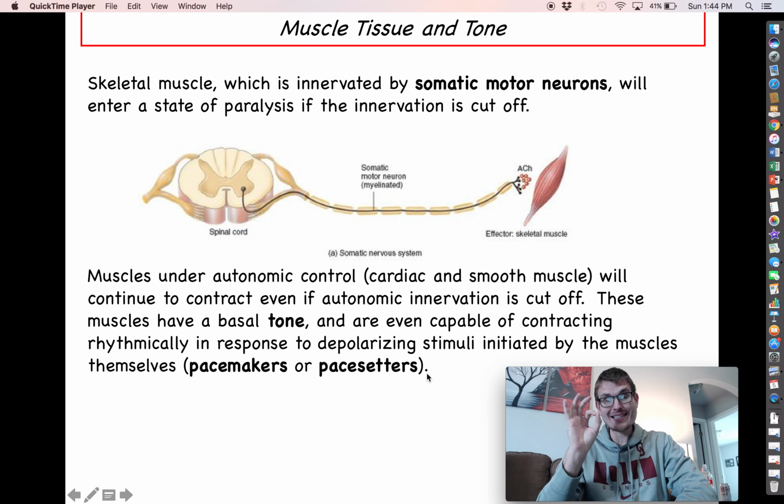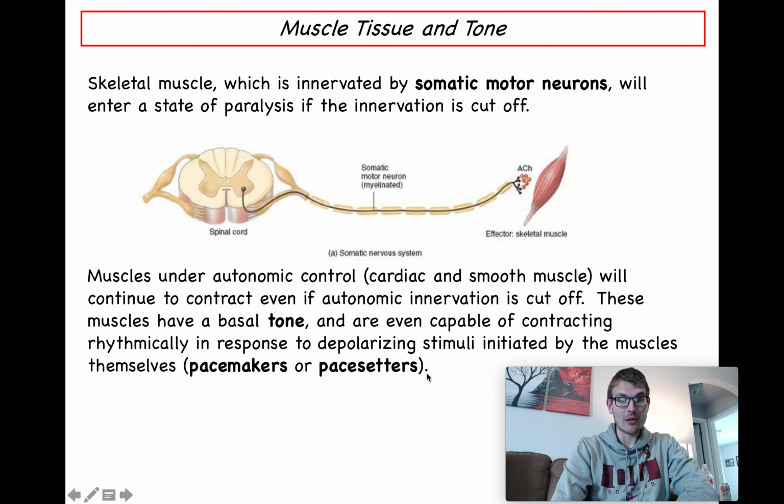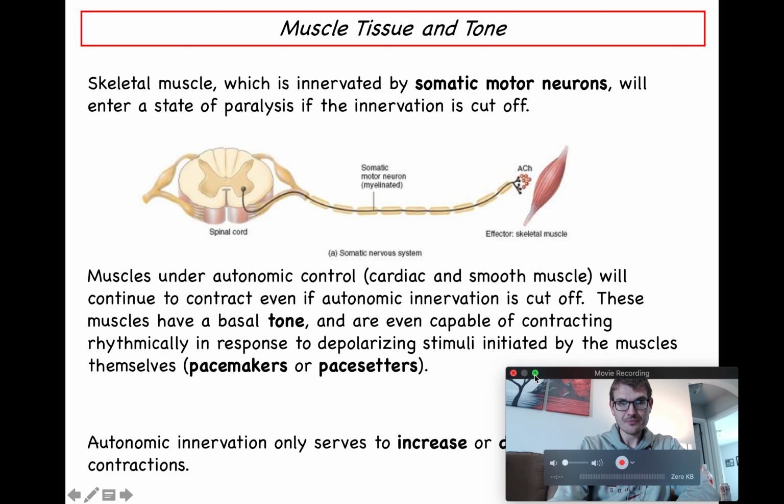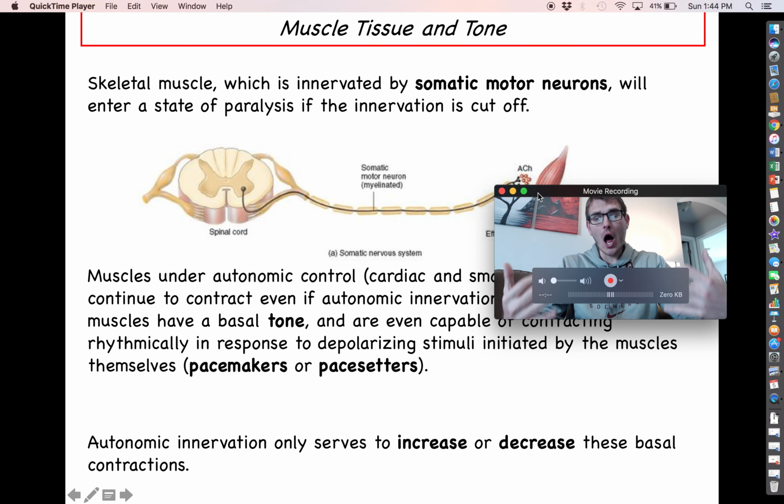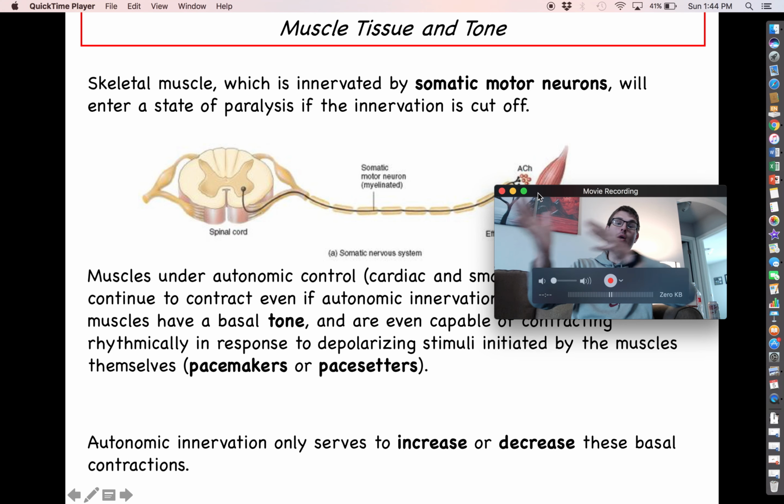So if you were to sever those either cranial or spinal nerves that feed into a particular autonomic target, you're not necessarily paralyzing that target. You're basically just taking away your ability to regulate that target at all. So as we said, all autonomic innervation is there to do is to either increase the frequency of those contractions or decrease the frequency of those contractions. Autonomic input, whether it's sympathetic or parasympathetic, is not there to give you the depolarization you need for contraction as it is with skeletal muscle. It is only there to make the contractions happen more frequently or make them less frequently.